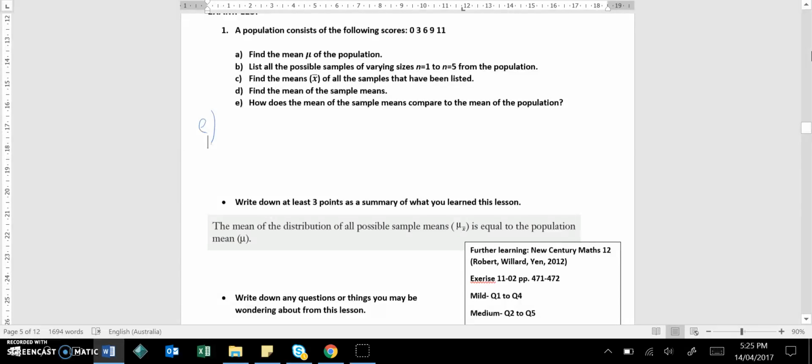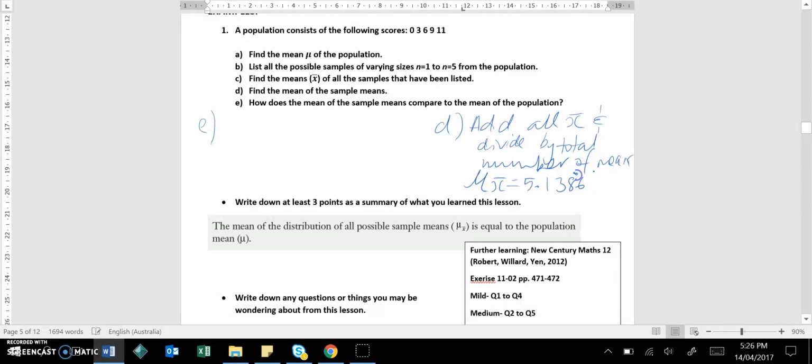So for part D, it says find the mean of the sample means. And I'll get you guys to do that, but what you have to do is, it's not too hard, you have to add all of the sample means together, and divide by the total number of means. Now you should get, and that's mu x bar, so that's the mean of all the sample means together. You should get 5.1386 repeater. That's what I got, so check that you can get that.